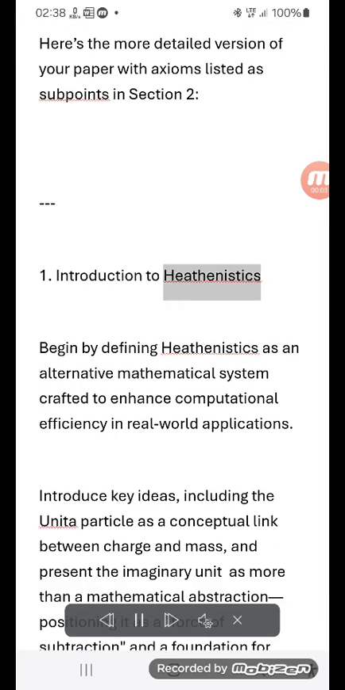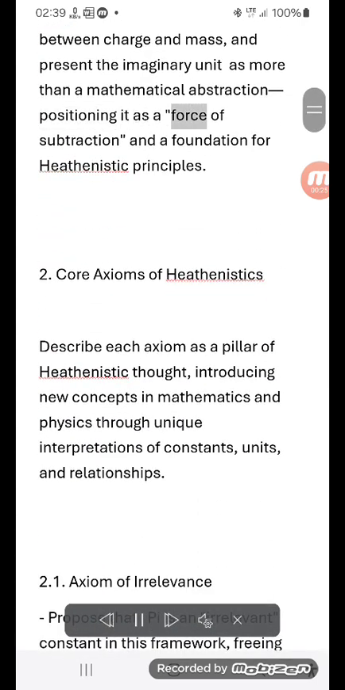Introduction to Heathenistics. Begin by defining heathenistics as an alternative mathematical system crafted to enhance computational efficiency in real-world applications. Introduce key ideas, including the unita particle as a conceptual link between charge and mass, and present the imaginary unit as more than a mathematical abstraction, positioning it as a force of subtraction and a foundation for heathenistic principles.